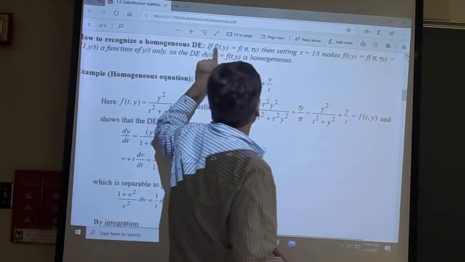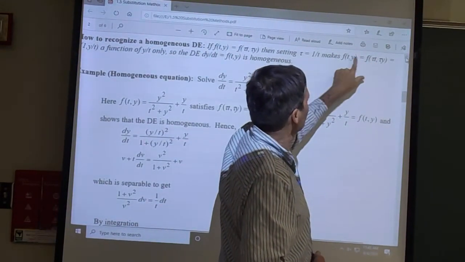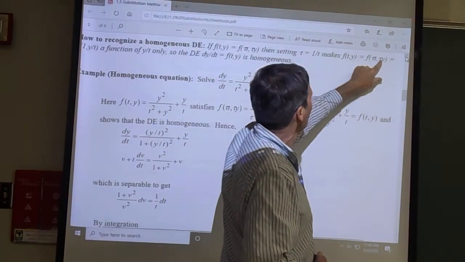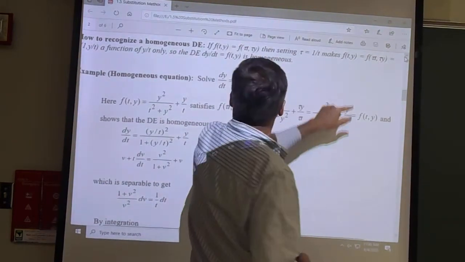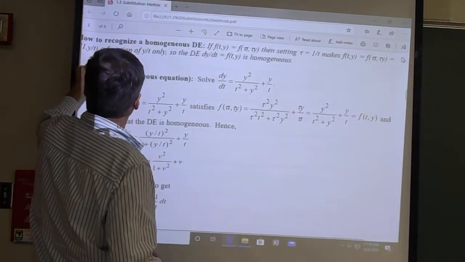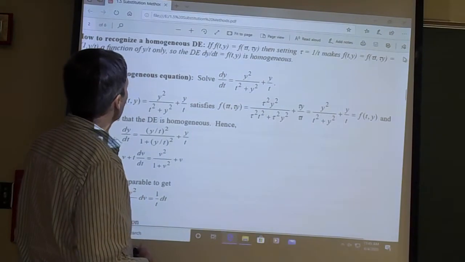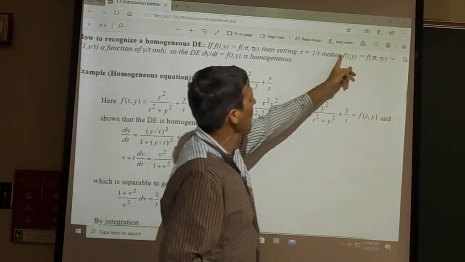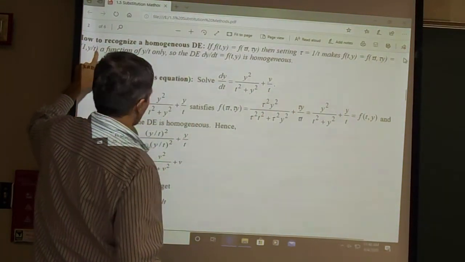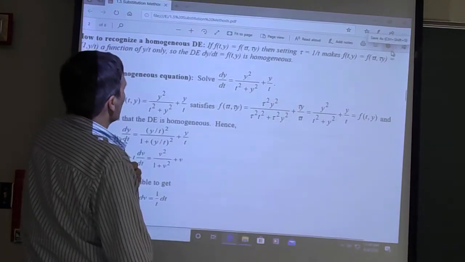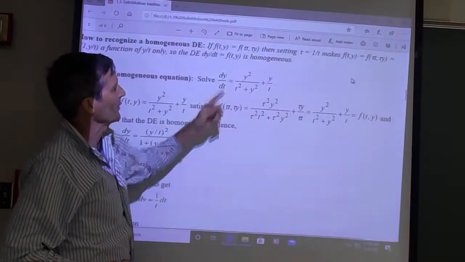Because what you can do is, if these two are equal, f(t, y) equals f(tau t, tau y), then you can replace tau with 1 over t and get f(1, y/t), showing that the function can be written as a function of y over t only. Right? If f(t, y) is actually equal to this, then replace tau with 1 over t, and it becomes f(1, y/t), a function of y over t only, not just t or y. So that's the proof. If this is true, then the function is homogeneous.